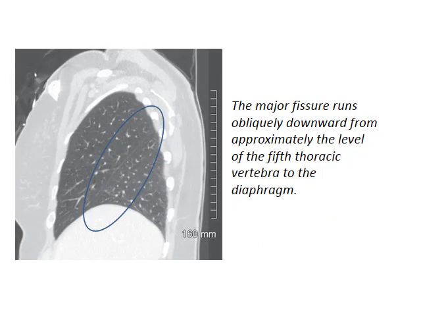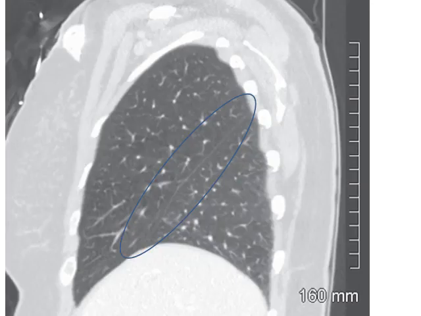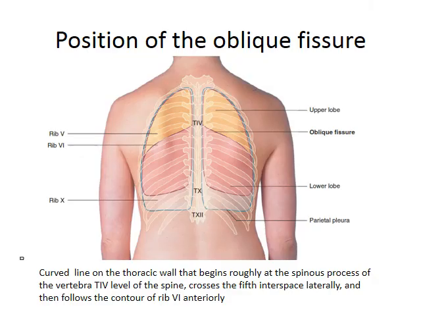The major fissure runs obliquely downward from approximately the level of the fifth thoracic vertebra to the diaphragm, where it ends at a point just short of the anterior chest wall. So this is the close-up view of the major fissure. So what's the position of the oblique fissure?